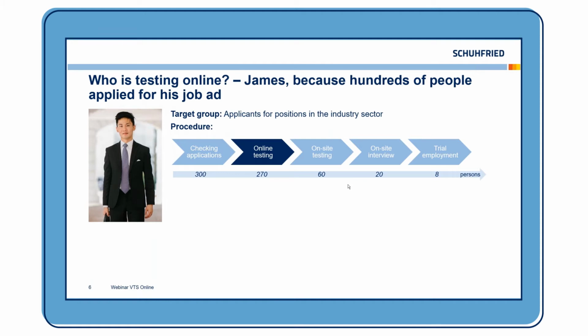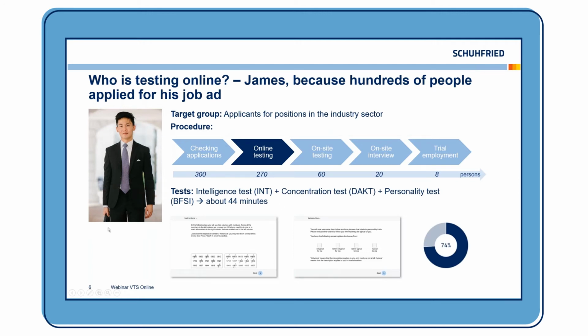He then invites around a third of those 60 people to an on-site interview in which he identifies the 8 most suited persons again and invites them to a trial employment. If we look at the tests James is using, we can see that he's also using the intelligence test INT, combined with a concentration test, the so-called DUCT, and a slightly different personality test, the BFSI, which allows him to also test in about 40 to 45 minutes in the online testing.